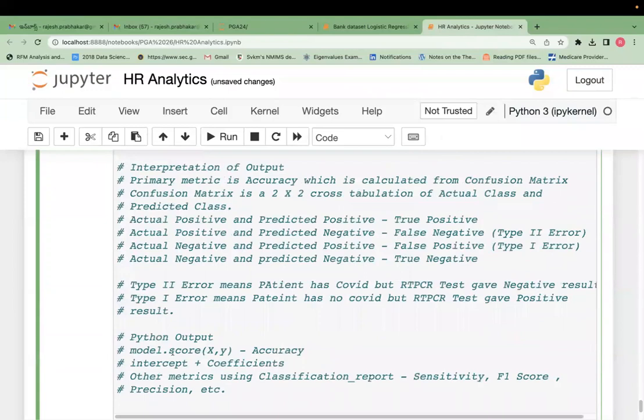The interpretation in Python output is that the dot score function in regression will give us R square, whereas here it will give us accuracy. Now accuracy is calculated from the confusion matrix. By default, a confusion matrix will be created in the backend, then only it can calculate accuracy. Without a confusion matrix, will you be able to calculate accuracy? So the confusion matrix is compulsory.